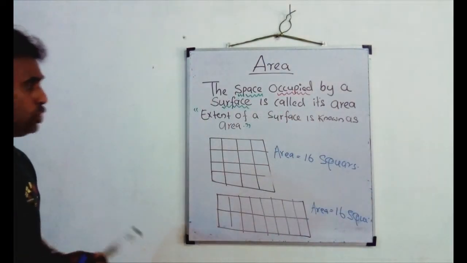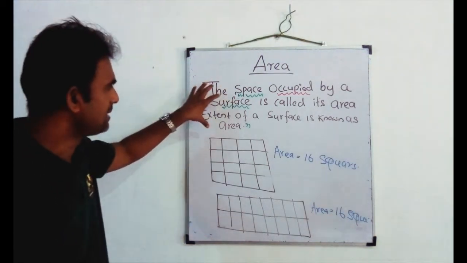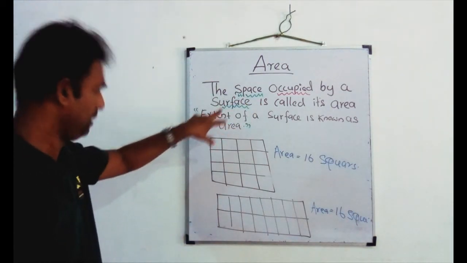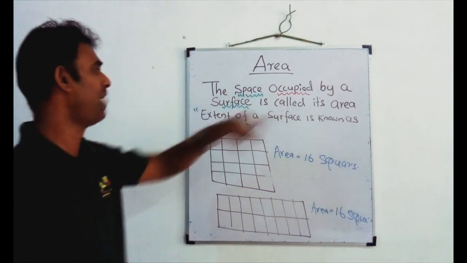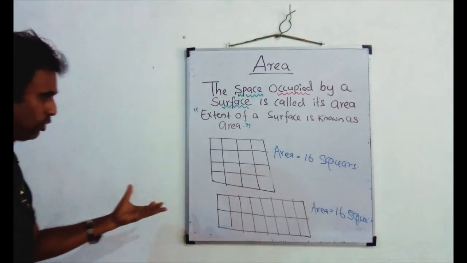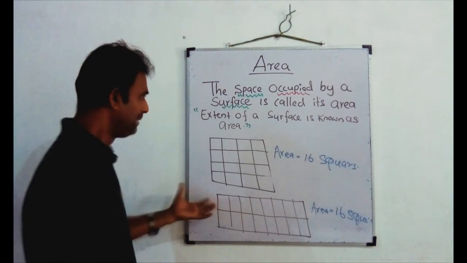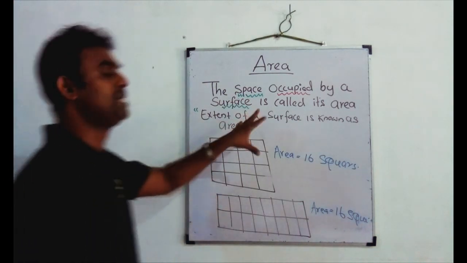Now, you know that area is the space occupied by a surface. That means the extent of the surface.